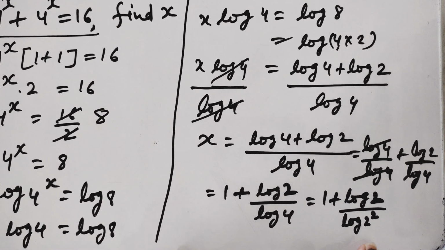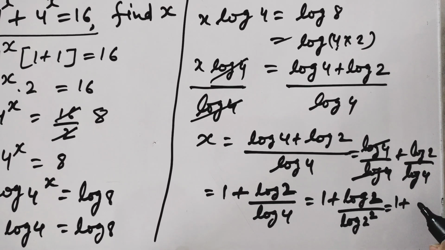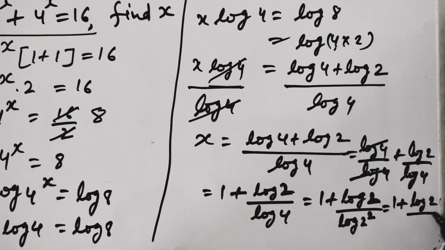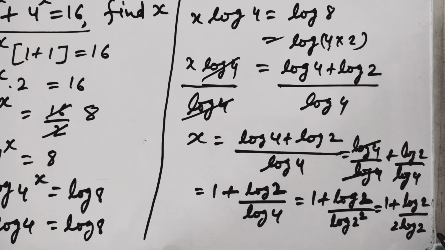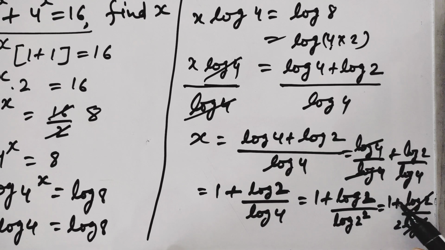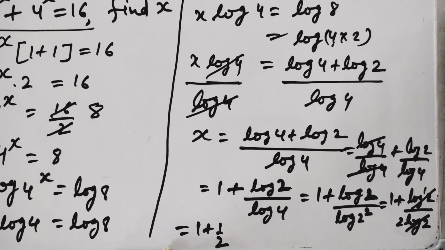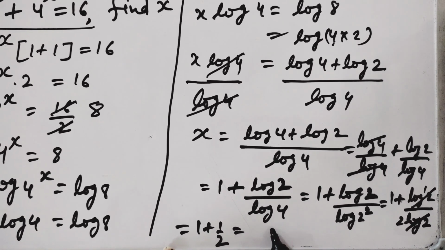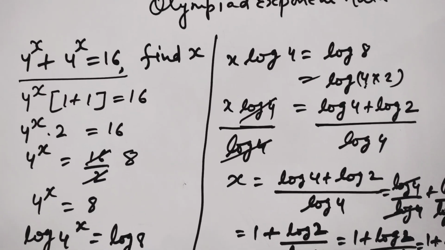Now again we are using the log rule, this 2 comes in front of log, so we have 1 plus log 2 upon 2 log 2. So this log 2 cancels out, so remaining is 1 plus 1 by 2. So 1 plus 1 by 2 is equal to 3 by 2. So this is our final answer. 3 by 2 is the answer of this x.